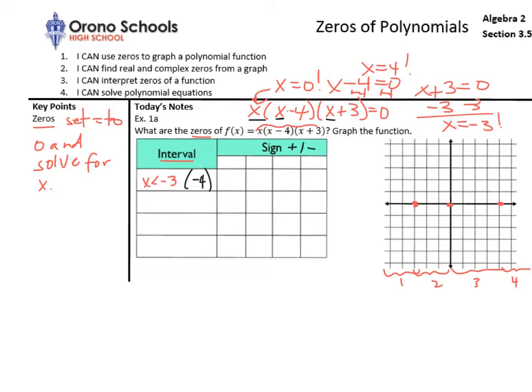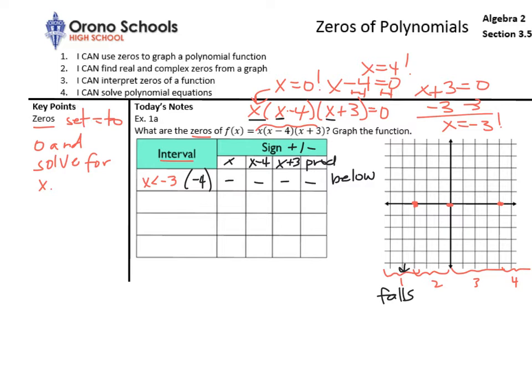If we plug in negative 4 for each of our x's, I'm looking for a positive or negative sign answer. For example, if I plug it in for x, my sign is negative because x is negative 4. If I plug it into x minus 4, negative 4 minus 4 would be negative 8, so negative. And if I plug in negative 4 for x and add 3, we would get negative 1, which is another negative. And if I take their product, meaning I would multiply all those negatives together, I would get a negative answer. That means my graph would be below the x-axis in that interval.